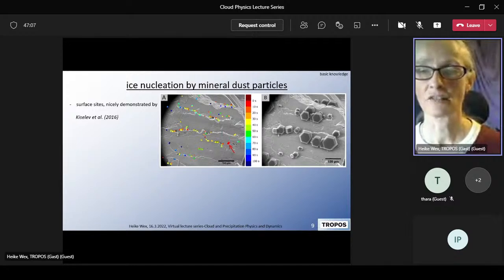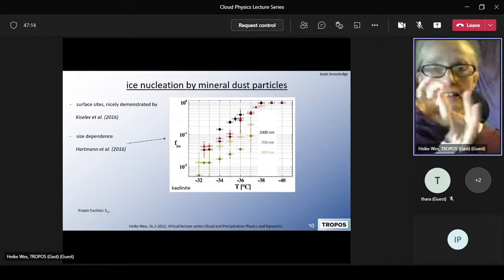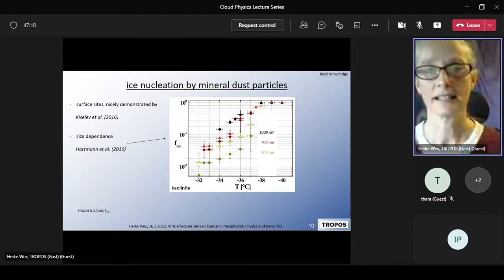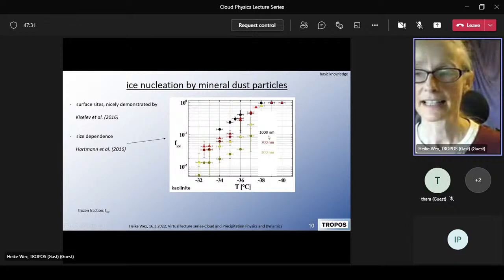Now you can imagine if it's certain sites that appear randomly on mineral dust surfaces, if you have a small mineral dust surface, a small particle, the probability of having such a site is smaller than if you have a larger particle. And you can see that here. This is the study that we did in our flow tube. You see from the yellowish to the reddish to the black dots, the particle size increases.